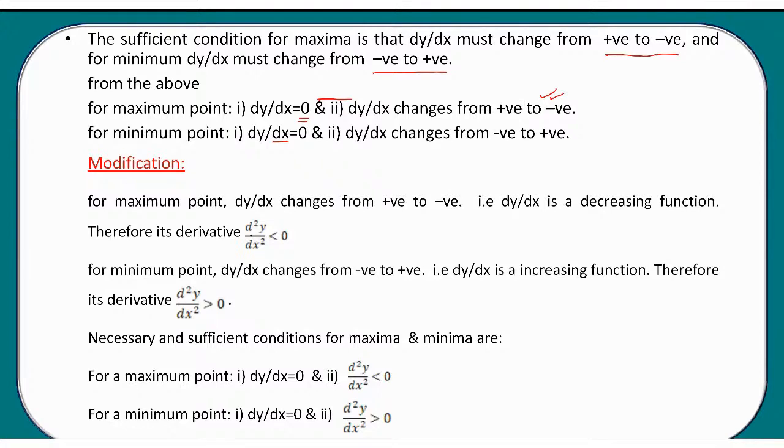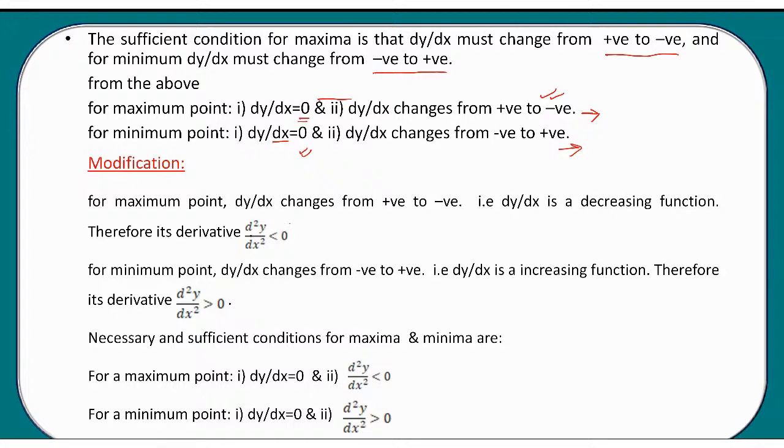For a maximum, what is the condition? One of the conditions is dy by dx equal to 0, and the status of the curve should change from positive to negative. Okay. For a minimum point, again dy by dx equal to 0. This is a common condition, and dy by dx must change from negative to positive. Okay. Then how to make it a mathematical concept? This is how to write it, by modifying it.